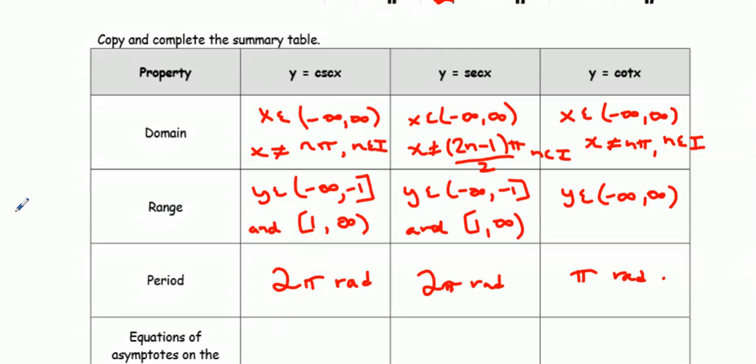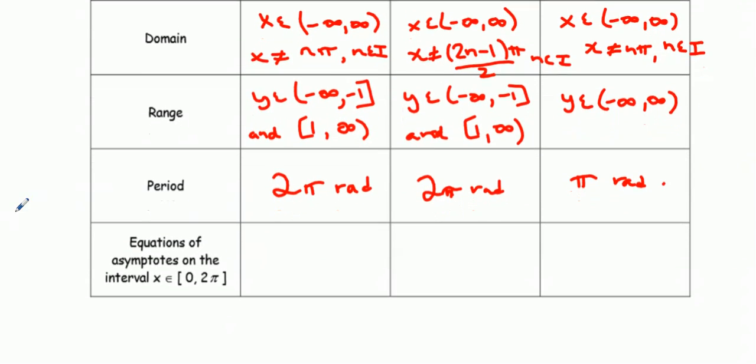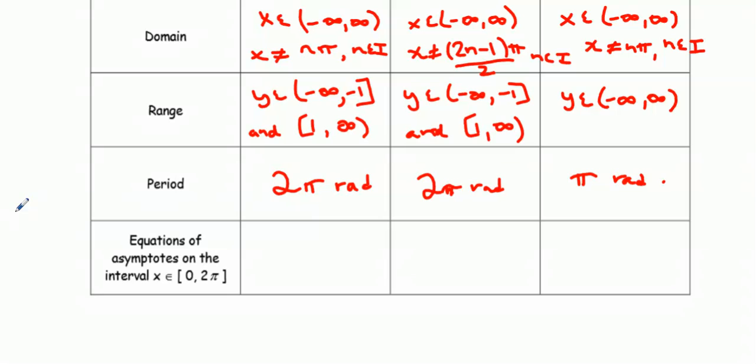The equations of the asymptotes over the interval 0 to 2 pi. Okay, well, we know this was multiples of pi right here. So we have that x equals 0, pi, and 2 pi. I think that's sufficient to write it like that. For this one, the asymptotes were the odd coefficients, remember, times pi by 2. So this one would be pi by 2, so x equals pi by 2, and 3 pi by 2.